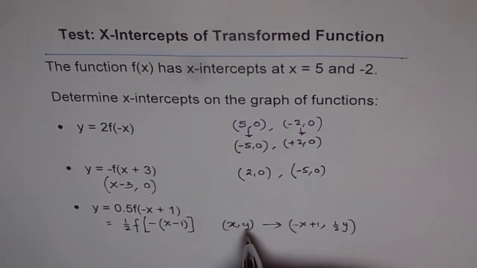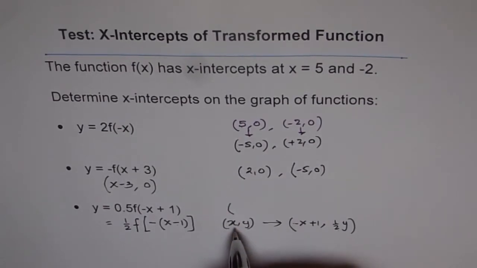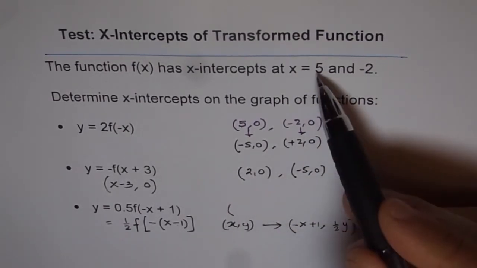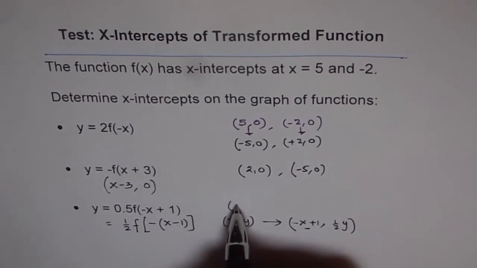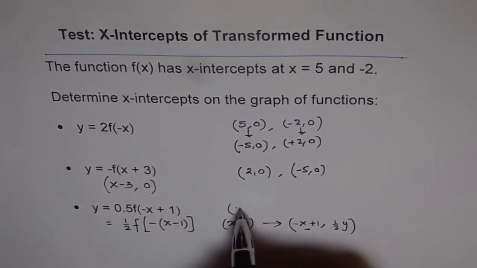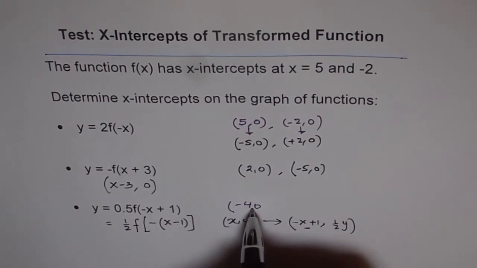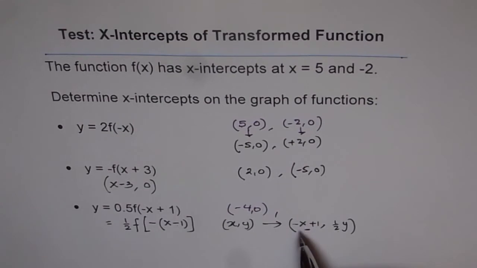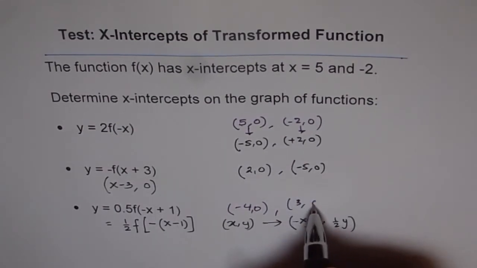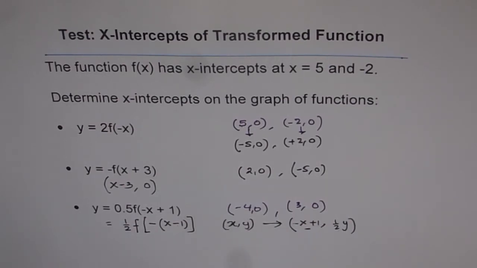In this case, our transformed points: applying this, we get minus 5 plus 1, which is minus 4, and the y value is 0. The other point is minus 2. When we do minus of minus 2, we get plus 2, plus 1, so we get (3, 0). That is how the points will get transformed.